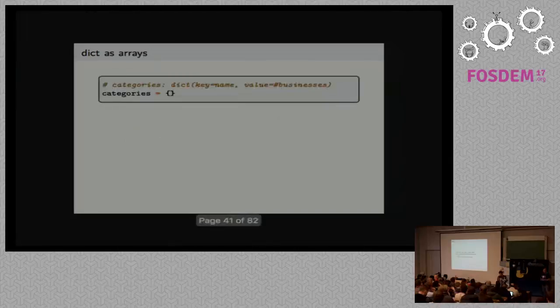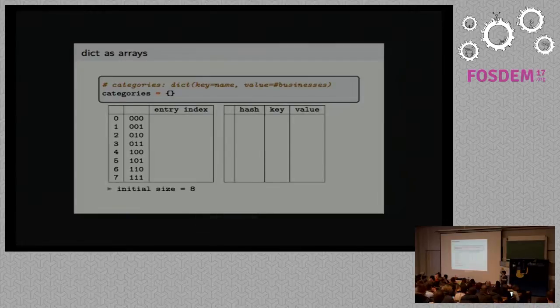So let's go back to another toy example. Let's say you want to connect people to great local businesses, you have categories, and you want to know how many businesses you have in each category. So you create an empty category dictionary. What really happens is that CPython creates these two new tables. The first one is the table of indices, and the second one is the table of entries.